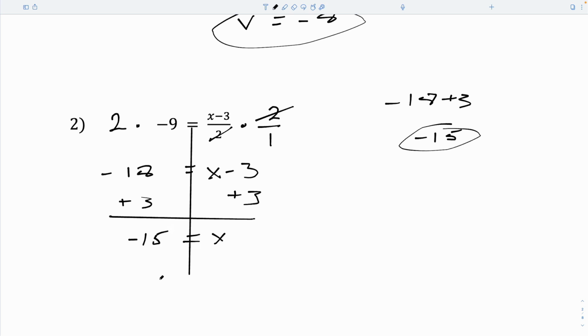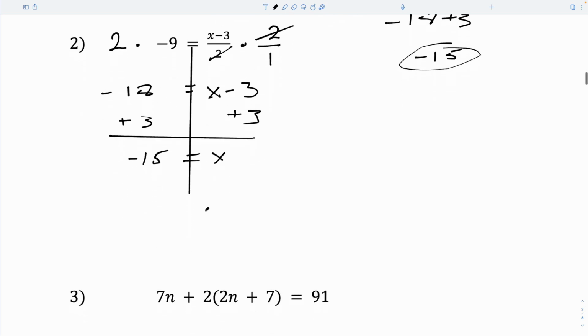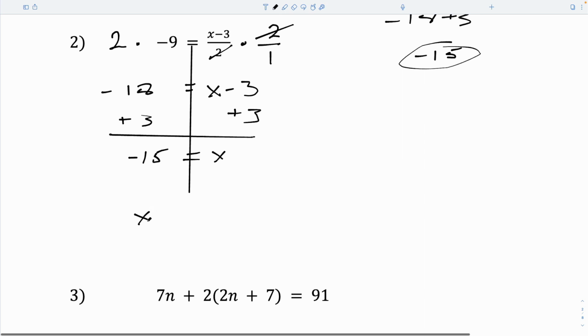Ash, help me rewrite this. If it looks like that, I can always do what to it? Flip it around.